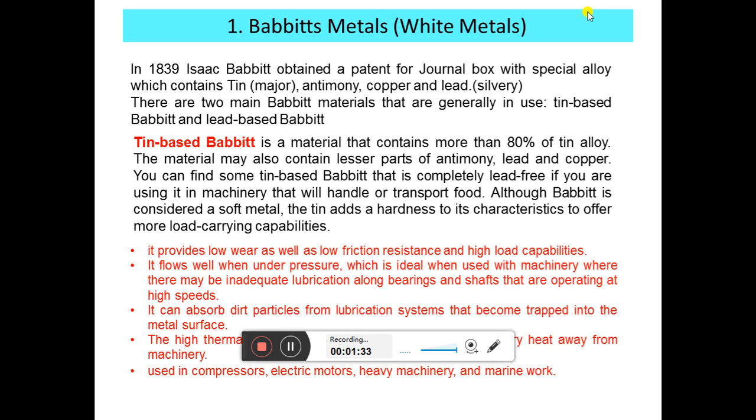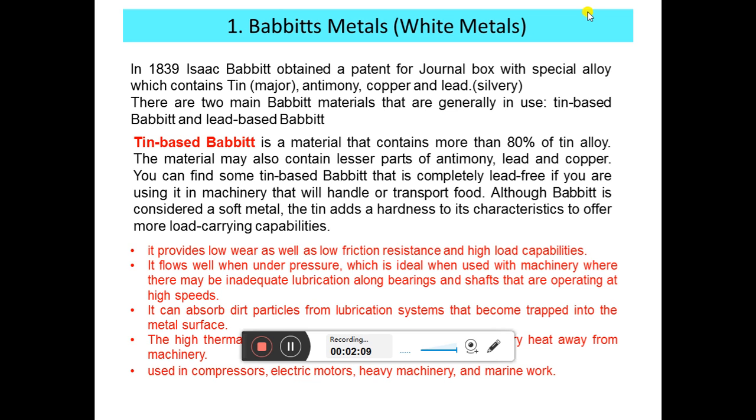This babbitt metal mainly contains tin. It's an alloy, of course. Alloy means a combination of two or more metals at the microscopic level, not the macroscopic. If it is macroscopic, then it is called a composite material. In an alloy, one metal is dissolved in another metal at the microscopic level.